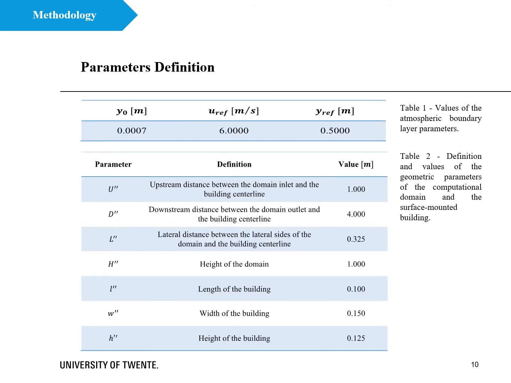Values of the atmospheric boundary layer parameters are given in Table 1, and Table 2 shows the definition and values of the geometric parameters of the computational domain and the surface-mounted building. The values are selected based on the wind tunnel experiments that are used later for the validation of the numerical model.